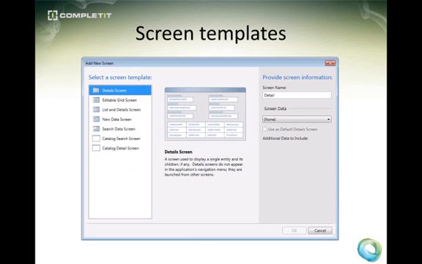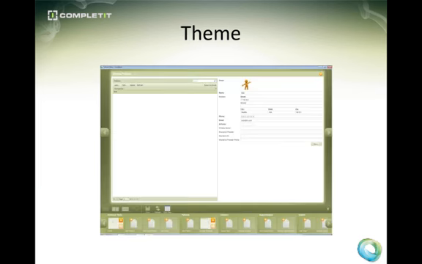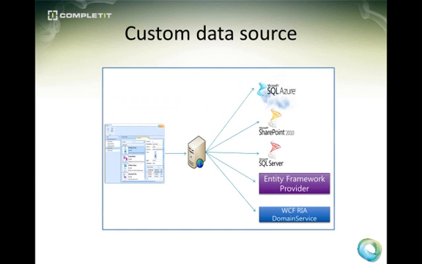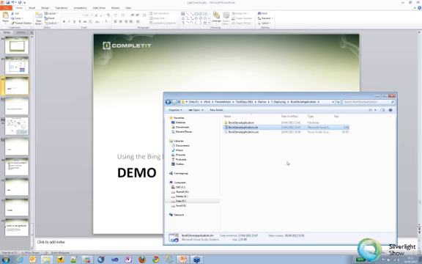Theming and a shell. So this is the custom shell. You can go very far in creating a new type of hosting shell for your application. That includes the navigation, for example. And you can also theme your application just the way you want. Change the colors. And a custom data source. If you have specific needs in regards to your data source, you can write code to connect with a new type of data source. Let me finish by showing you the map control in action.